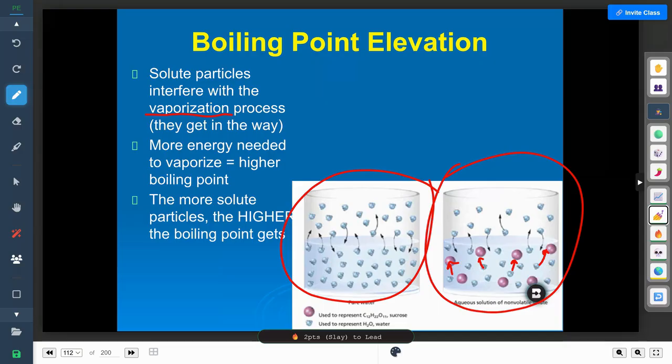Because they're bouncing into these other particles. Now, when I was young, my grandma would tell me, hey, add salt to your water when you're cooking your noodles because that's going to make them cook faster. Let's talk about whether that might be true or not.